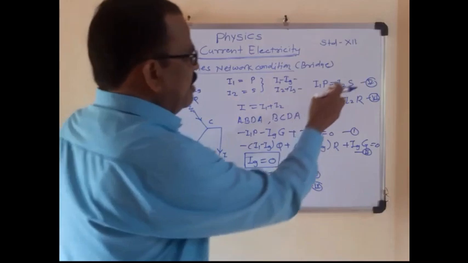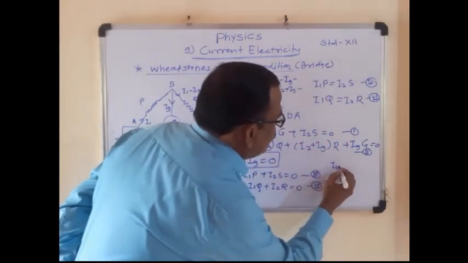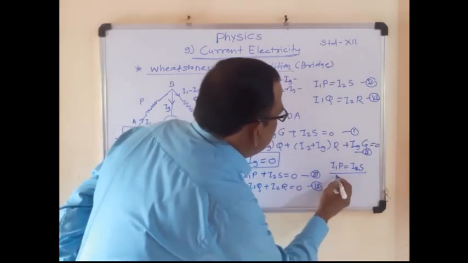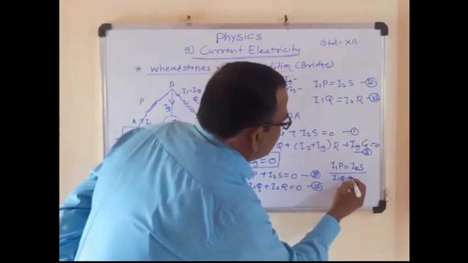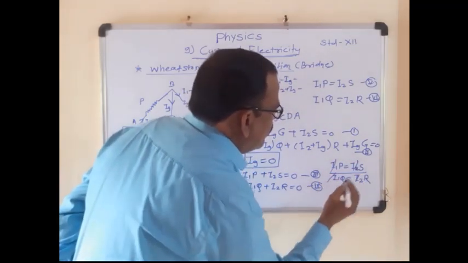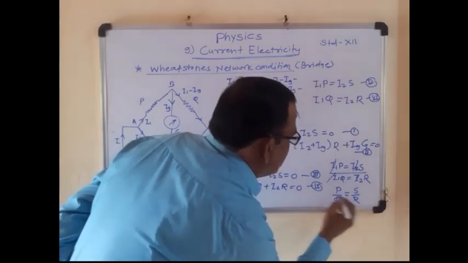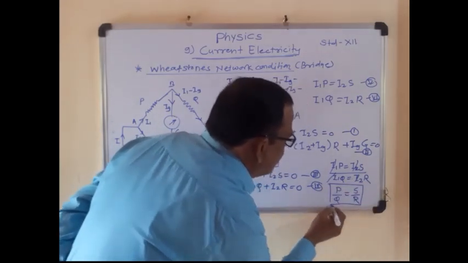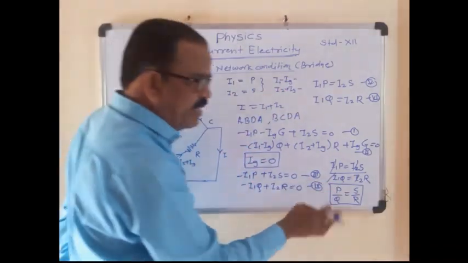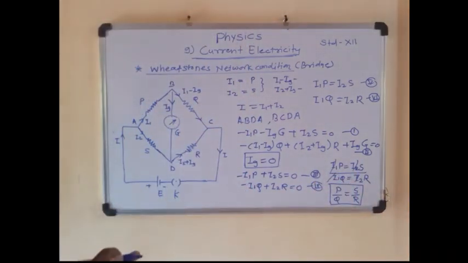Suppose these are equation number 5 and equation number 6. Divide equation 5 by equation 6: I1P divided by I1Q is equal to I2S divided by I2R. I1 gets cancelled, I2 gets cancelled, therefore P divided by Q is equal to S divided by R. This is the Wheatstone's network condition. With the help of this formula, we can determine any resistance if the other 3 resistances are given.